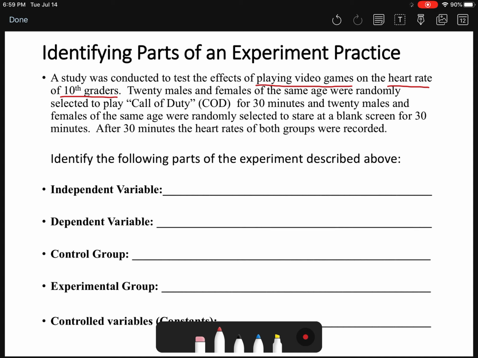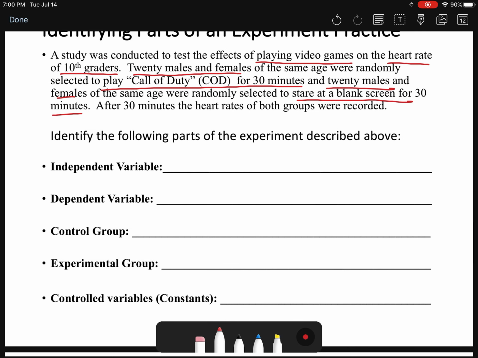Okay? They have 20 males and females of the same age randomly selected to play Call of Duty for 30 minutes. Okay, and 20 males and females of the same age that were staring at a blank screen. So here are your 2 groups. You have these 20 males and females that play Call of Duty for 30 minutes. And then you have 20 males and females that stare at a blank screen for 30 minutes. Okay? So let's again review our different parts of our experiment here.